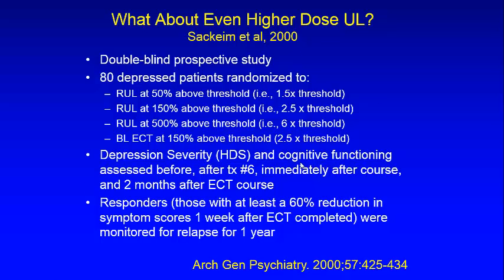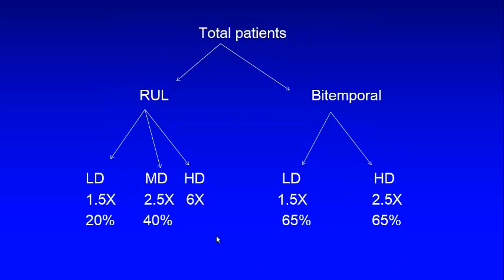Again, just like his earlier study, he did a Hamilton Depression Scale and cognitive scores before the course, after treatment number 6, and immediately after his course, as well as 2 months after the ECT course. And responders, which was those with at least a 60% reduction in symptom scores 1 week after the course of ECT was completed, were monitored for relapse for 1 year. So what did he find? Here was his original findings, right? So let's look at what he found in the new study.